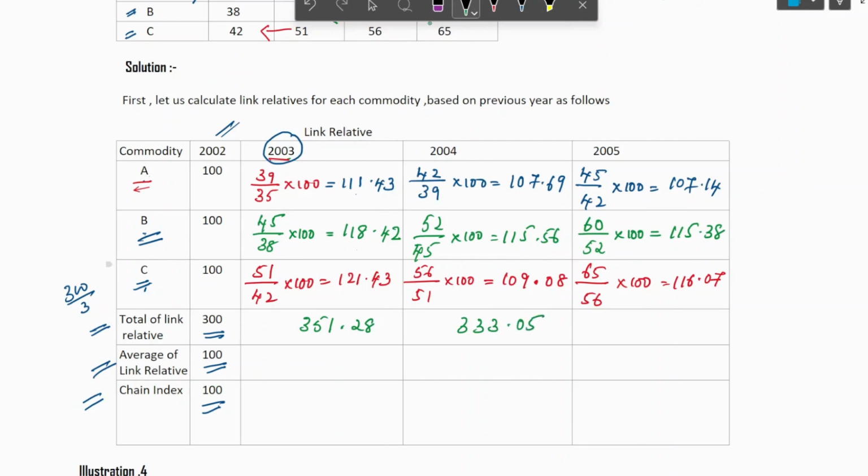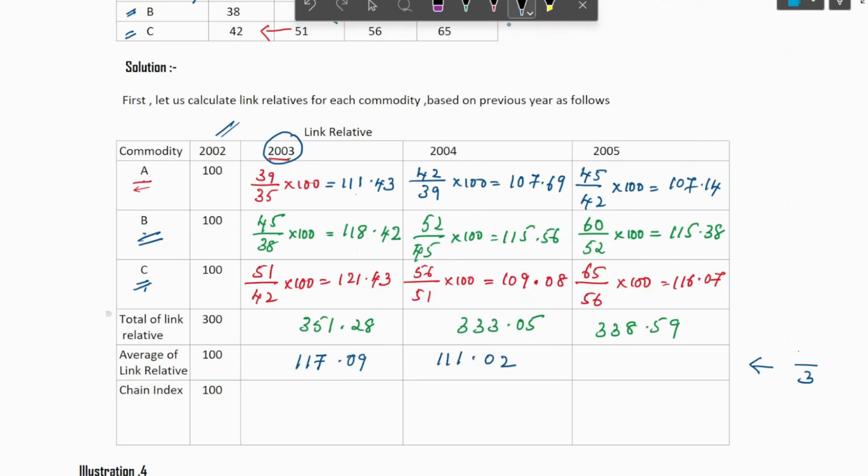Next, you will add the values below 2004, the link relatives: 303.05. Now the last column, that is 338.5. Now the next column, the average link relative, right? Average means you take the total. Here you added 3 values, therefore you are going to divide by 3. That means this column you are going to divide by 3. Here 351.28 divided by 3 is 117.09. Next, 111.02 divided by 3. 338.59 divided by 3.